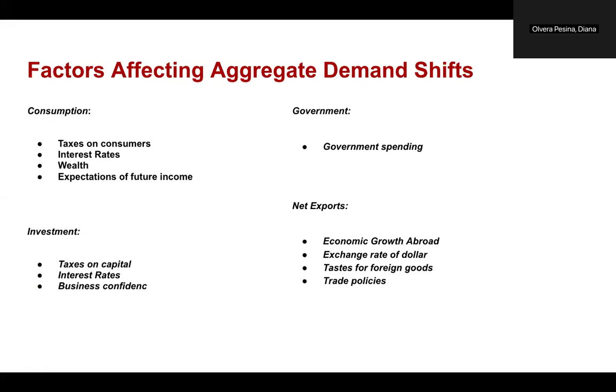And then my net exports: if there's economic growth abroad that demands more resources from my domestic economy, if the exchange rate of the dollar is high or not, if there's foreign goods that we suddenly have an affinity for, or if trade policies increase or decrease tariffs, that is all going to affect whether or not there is an increase or a decrease, so a shift right or a shift left of my demand curve overall.